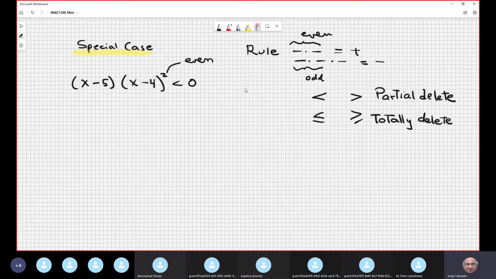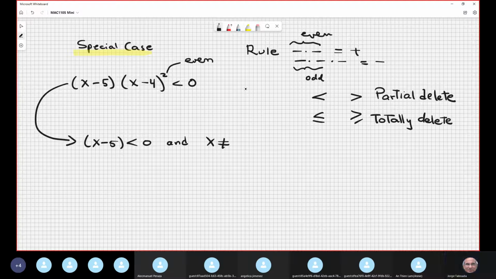Therefore, in your mind, you understand that this inequality is equivalent to, say, x minus 5, only this is partial delete. And you put less than 0, and the partial means you consider that x is not 4, because in 4 we have a hole. And you solve this elementary inequality, that is x less than 5, and x not 4. You consider this like a compound inequality.